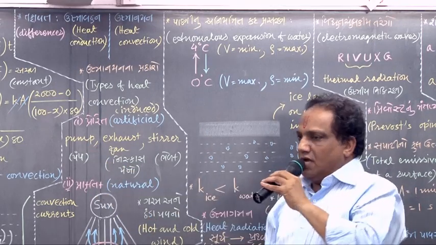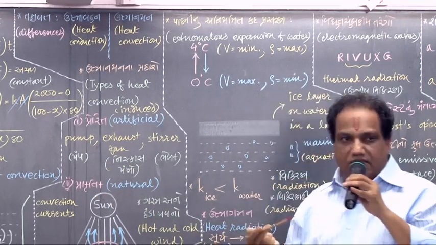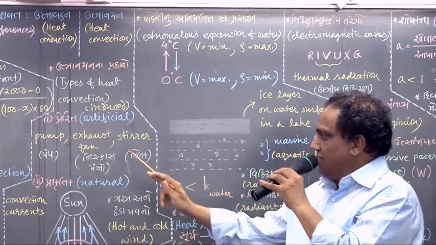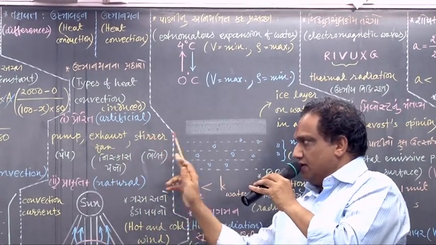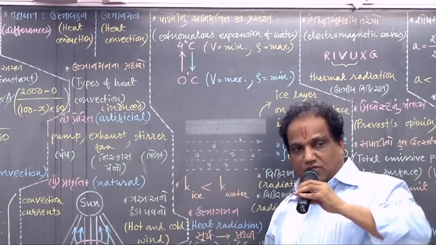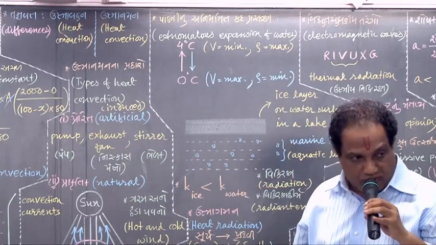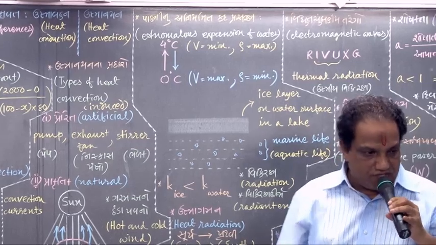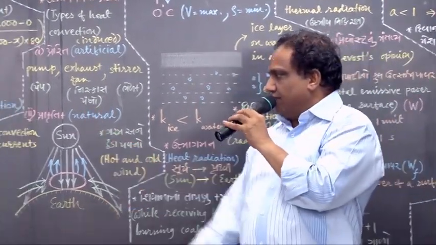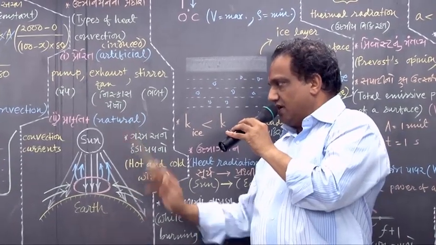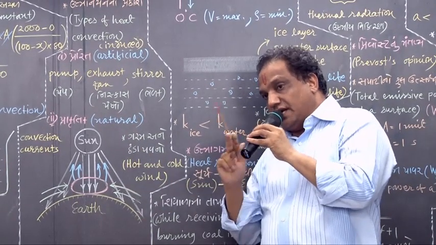Pump. Our heart also acts like a pump. Then exhaust fan. Then stirrer. Here pressure difference is responsible for convection currents. What is responsible? Pressure difference. Second type is natural. Natural convection is due to density difference.